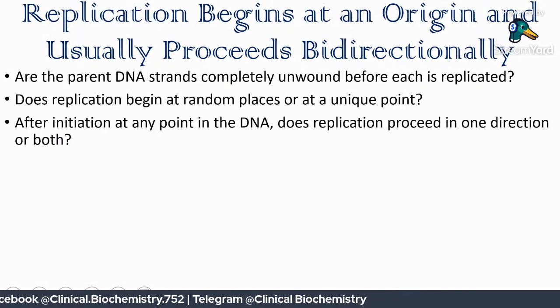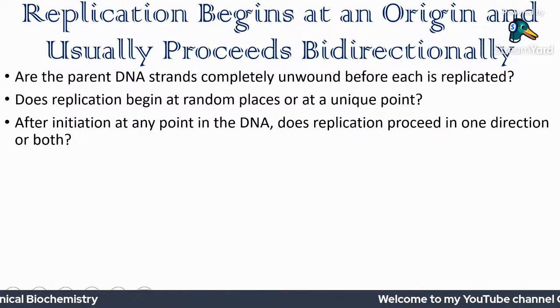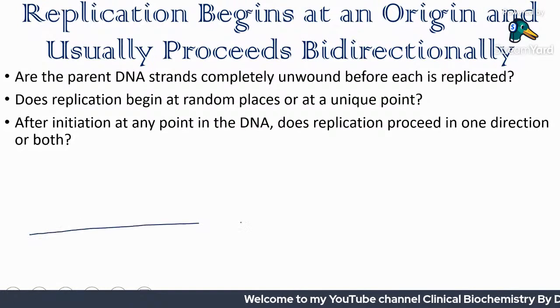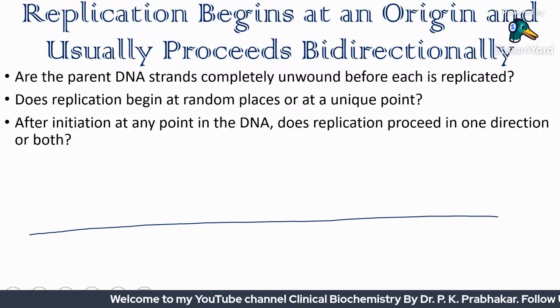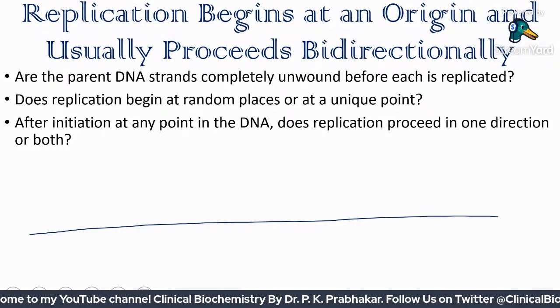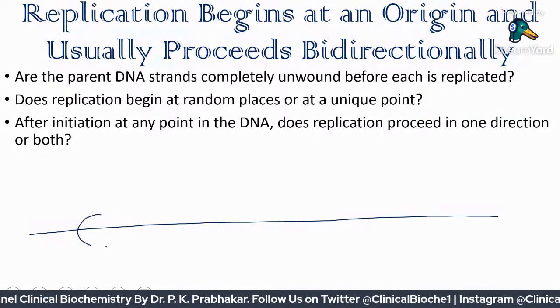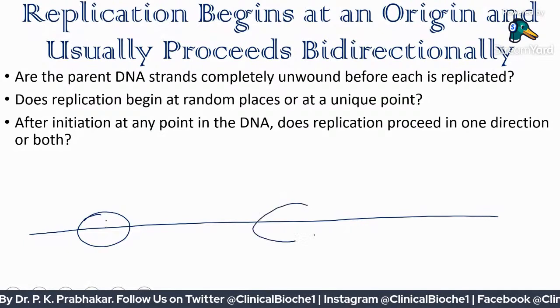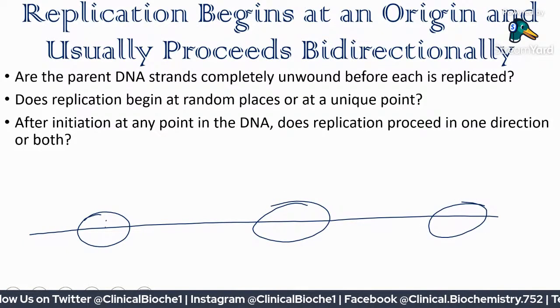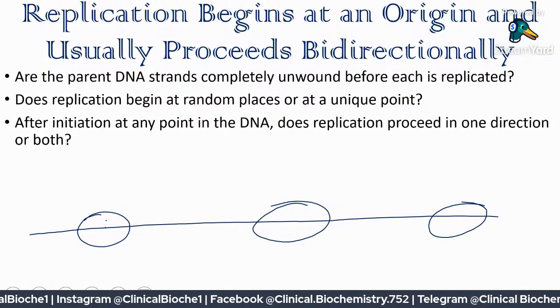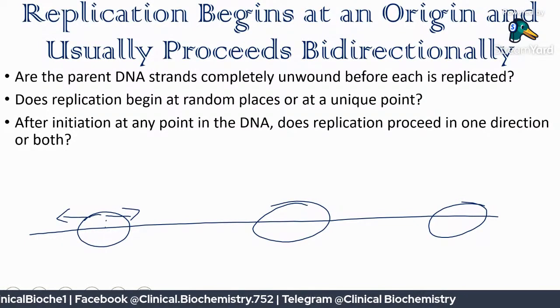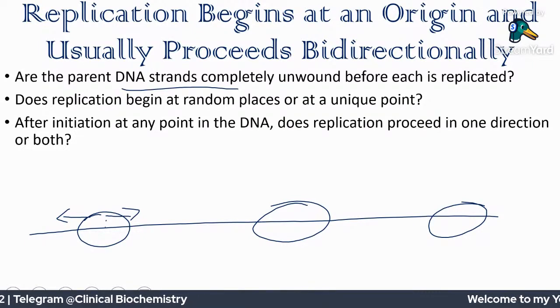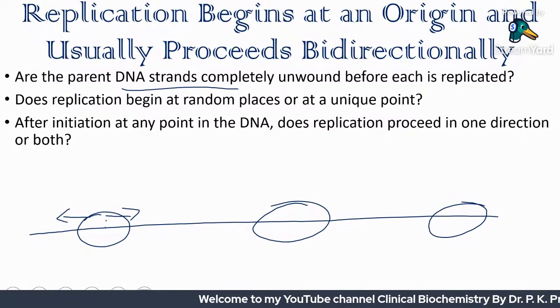There are a few questions. Are the parent DNA strands completely unwound before each replication? In our case, is it possible that the complete DNA will be unwrapped, the two strands separated, and then replicated together? No, it's not going to happen like that. Replication will initiate at multiple different places, and slowly move in each direction. The complete DNA does not unwind at a time. Multiple small portions are replicated, and later they are joined together.